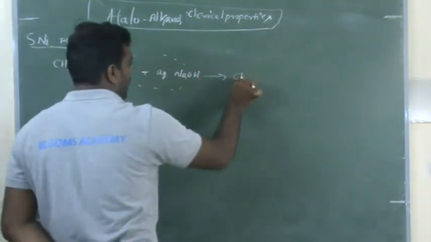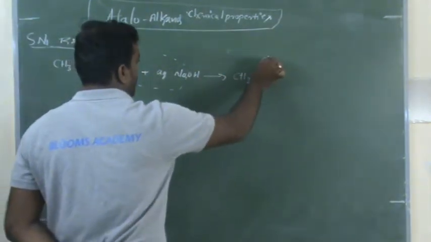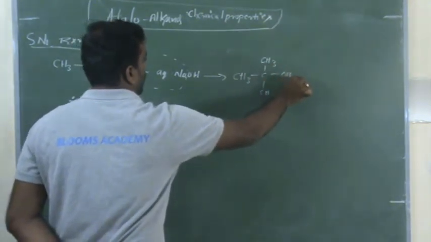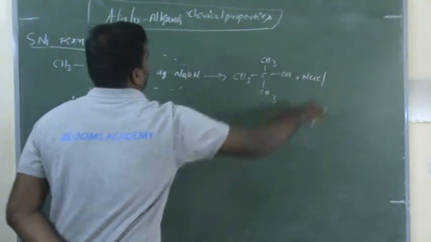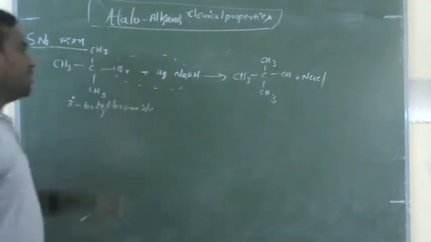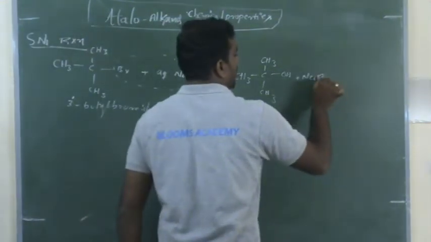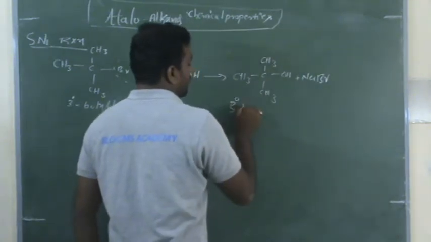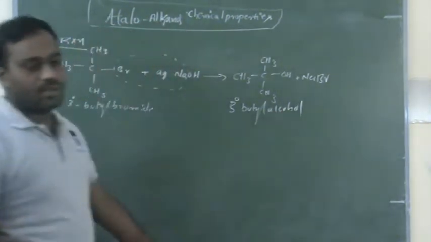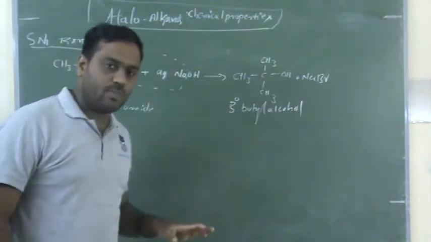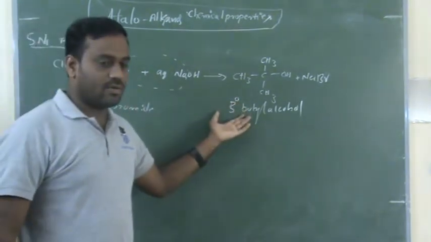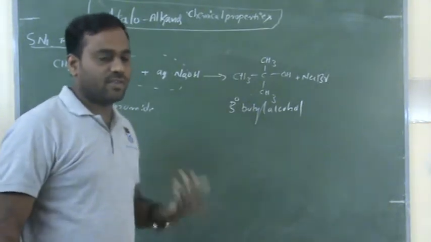Then there is a formation of, so instead of Br there is attacking of what? OH. This Na and Br are combined. There is a formation of which one? NaBr. Now what is the name of this? This we can call tertiary butyl alcohol. Means conversion of tertiary butyl bromide or tertiary butyl chloride into tertiary butyl alcohol. This we are calling an SN1 reaction.